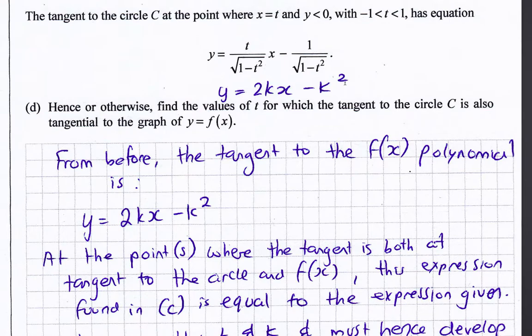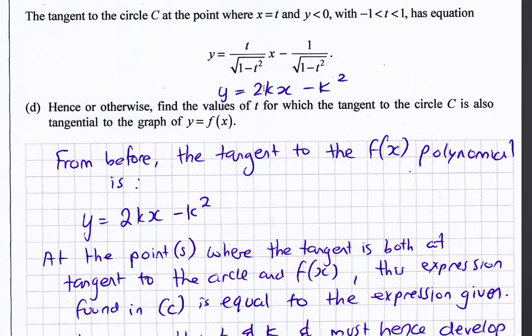And that's probably a tricky step, especially if you're not used to working with algebra, working with multiple variables like we are here. But you need to get that understanding of, well, if it's tangential to the circle, it'll be tangential to the graph at some particular point where t is a certain value and k is a certain value. And from there, we can start equating these two expressions in that way.